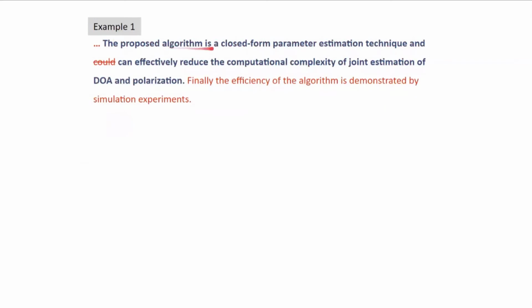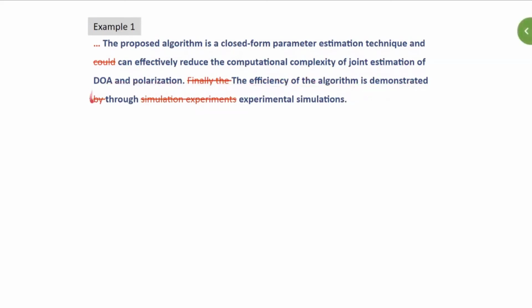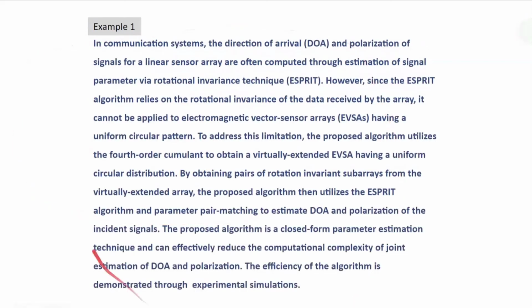The sentence is okay. The proposed algorithm is a closed form parameter estimation technique. And instead of saying "could," once you have done the experiment, why would you want to say "could"? You know whether it can or it cannot, right? So you better write "can" assertively, effectively reduce the computation complexity. And the last sentence, of course, can be rewritten. Instead of "finally," you can say the efficiency of the algorithm is demonstrated through experimental simulations, right? So this is a simplified form of that exercise, that copy editing paragraph, which makes a little more sense.